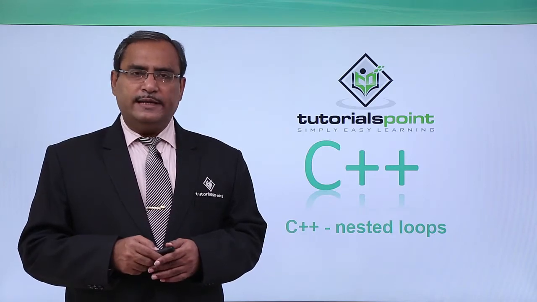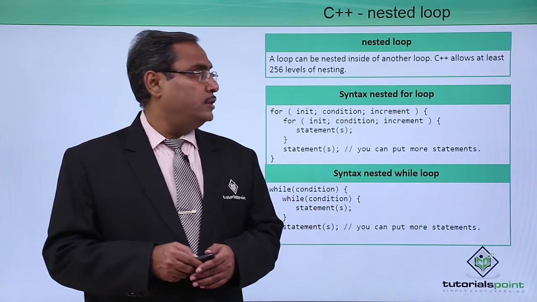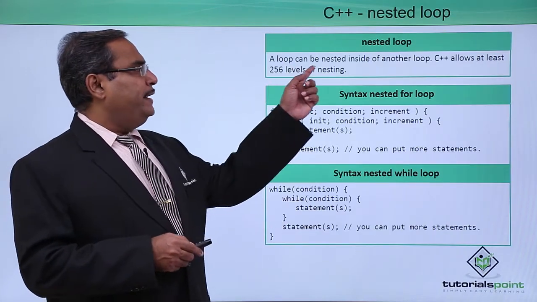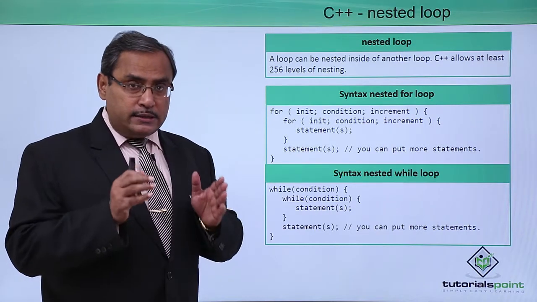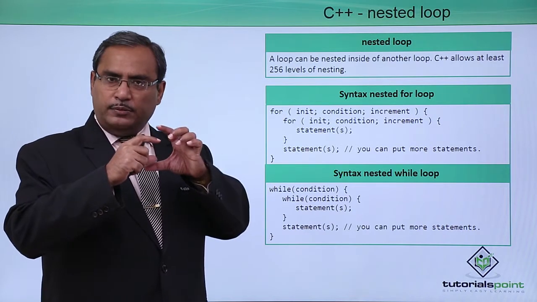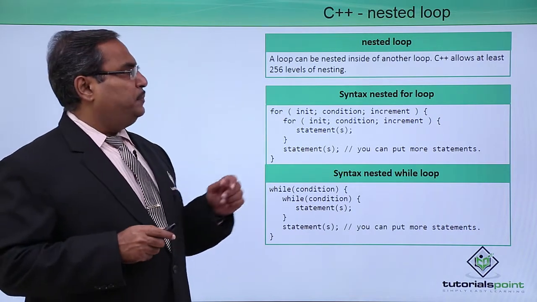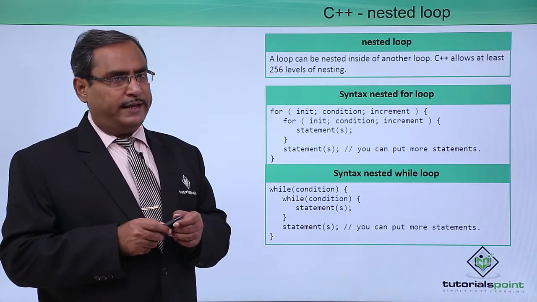C++ nested loops. So here we are having the discussion in detail. We know that a loop can be nested inside of another loop, and that is the inner theme of these nested loops. That means one loop will be inside of the other loop. C++ allows at least 256 levels of nesting.